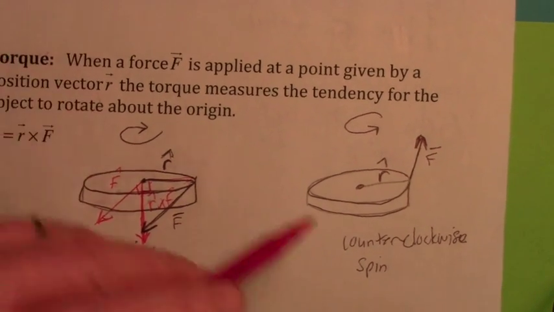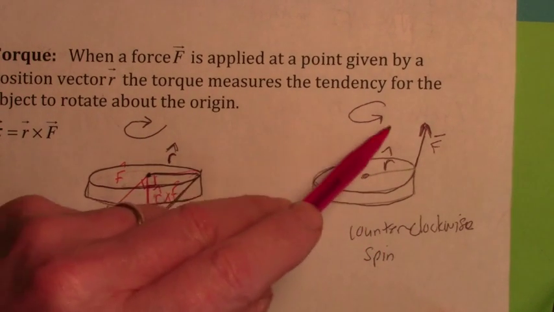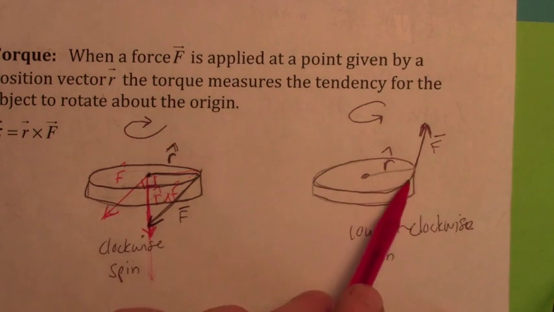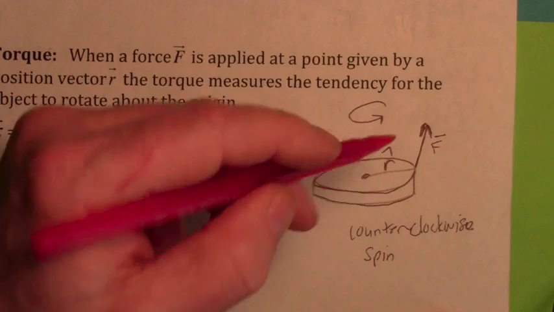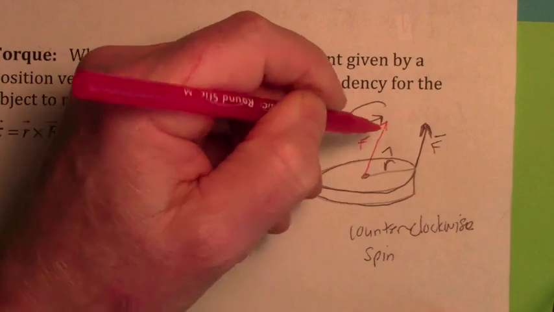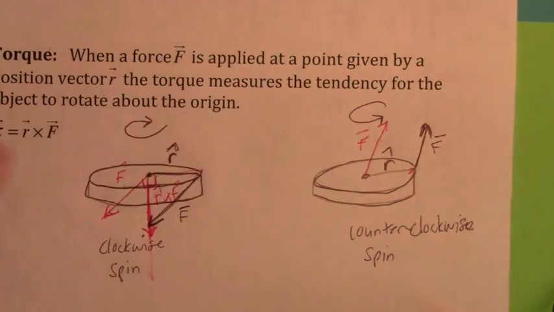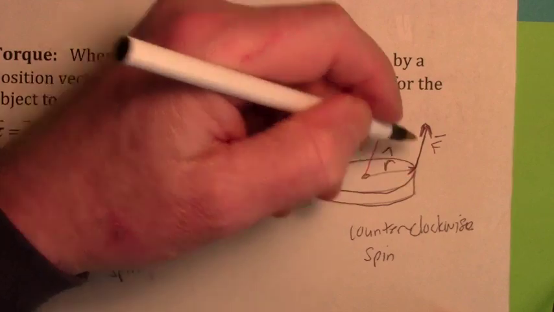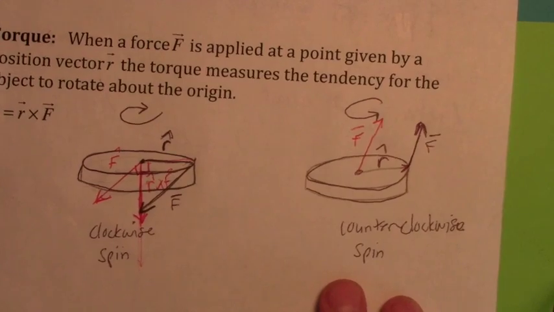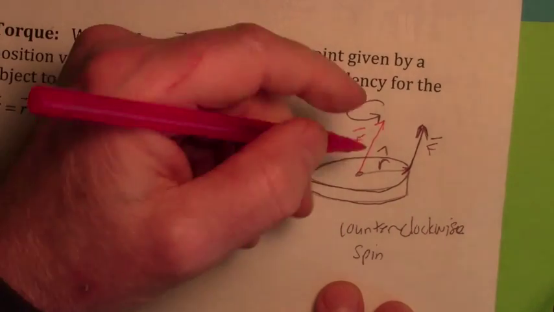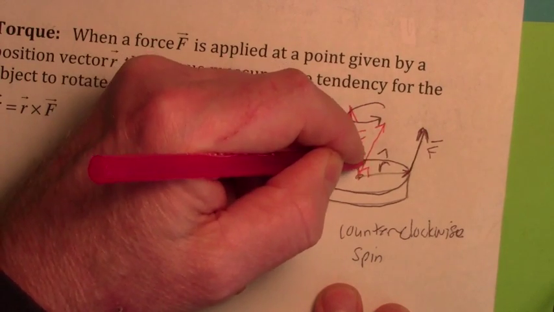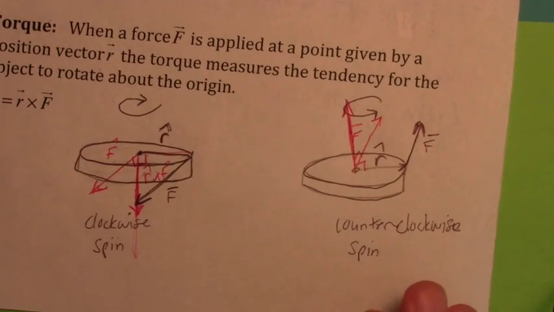Now, if you were applying a force causing a counterclockwise spin going this way, maybe tangent to the wheel in this direction, and you move that force vector in a parallel fashion next to r, can you see that if you take the cross product of r and F, going from r to F, the vector is going to be going up? It's orthogonal to r and orthogonal to F, going up because of the right-hand rule.